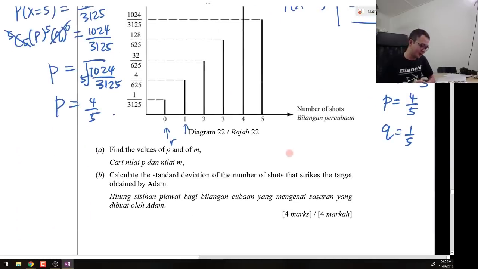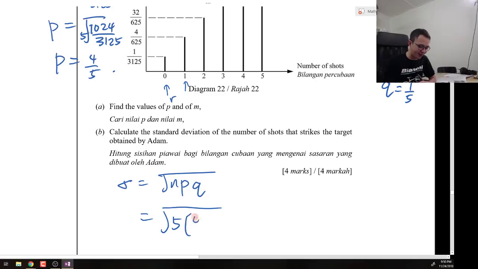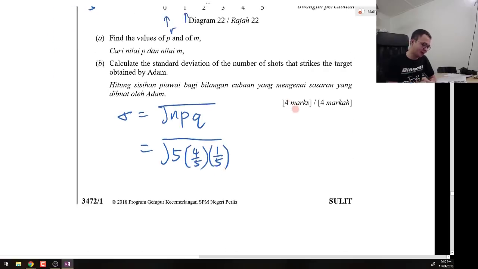Alright, B. Calculate the standard deviation of the number of shots that strike the target obtained by Adam. Standard deviation equals the square root of NPQ, right? N is 5, P is 4 over 5, Q is 1 over 5. Just plug in the values and you should be able to get the correct answer. So you will get 0.8944.